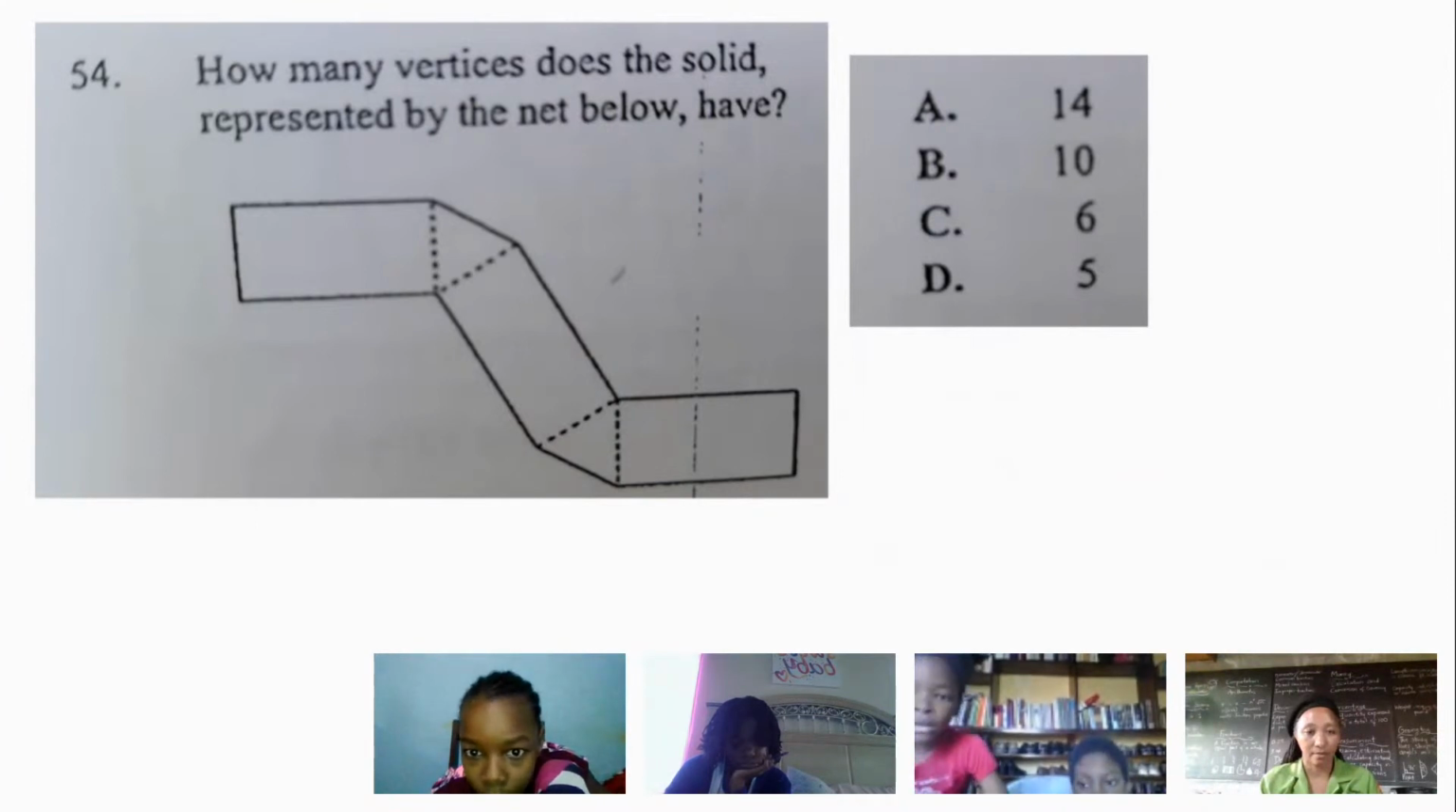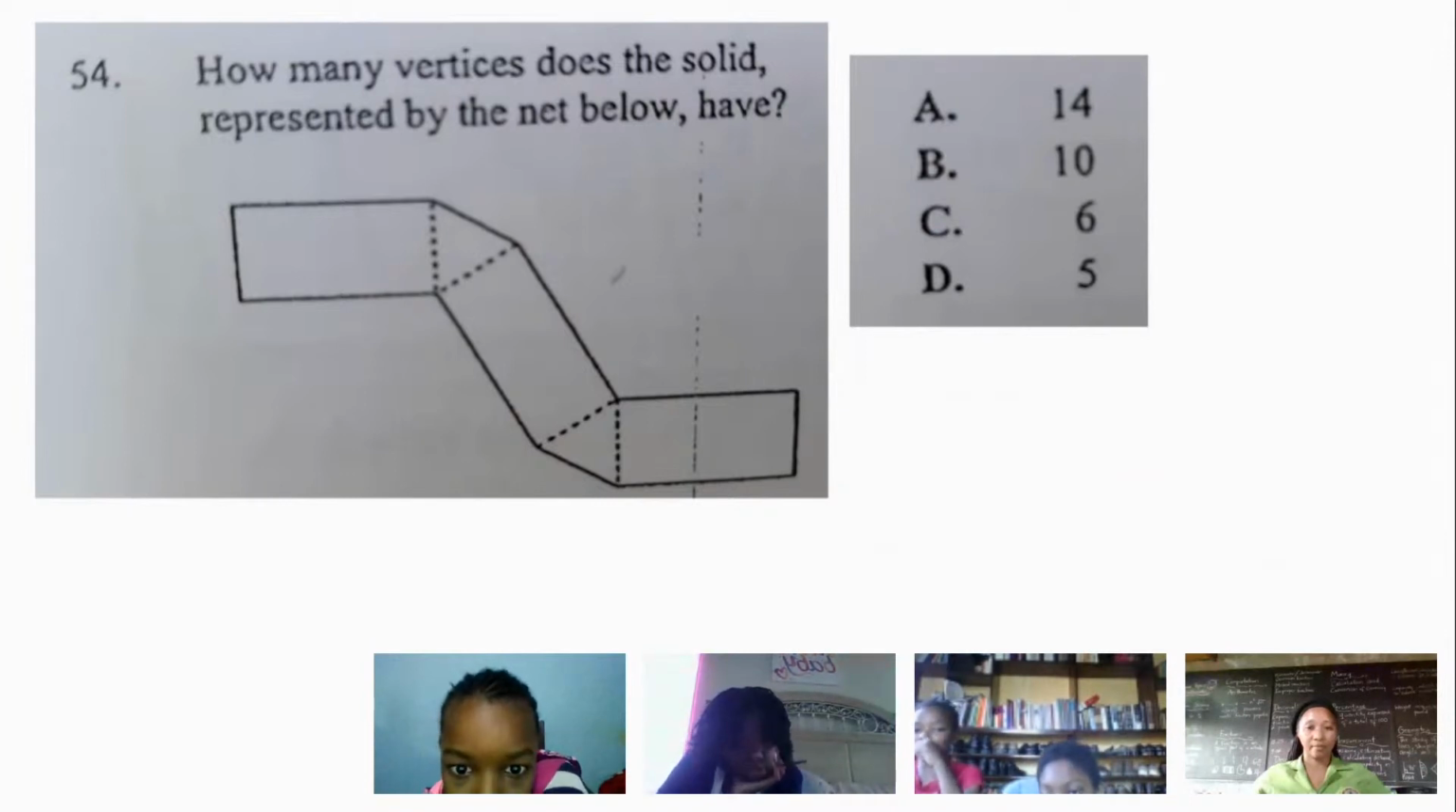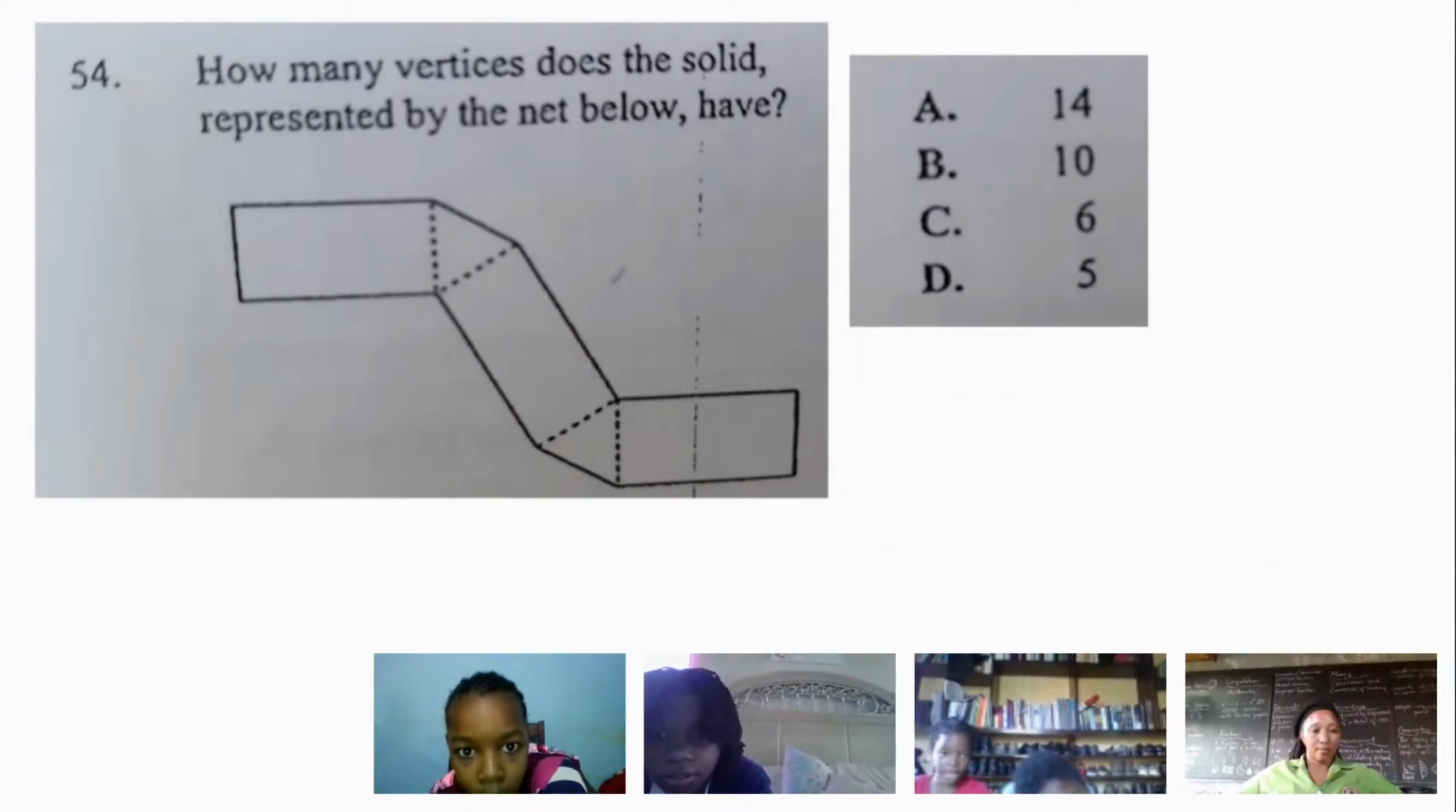Okay, miss. Number 54. How many vertices, sorry, miss, does the solid represented by the net below have? How many vertices does the solid represented by the net below have? A. 14, B. 10, C. 6, D. 5.